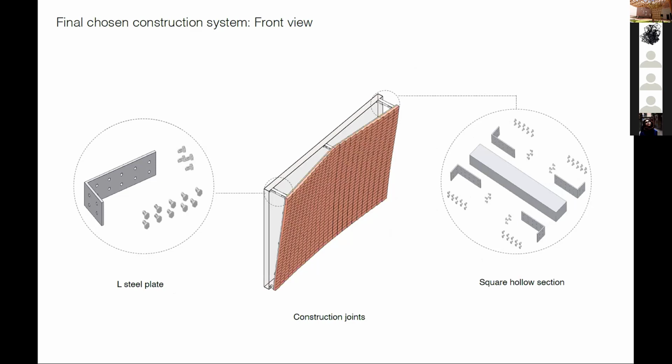So the final chosen structure system, this is again a breakdown, but looking more towards the components and the elements that hold the whole frames together. To the left, we look at the L steel plates, how they connect to the square hollow section, and in terms of joining them all together, how to hold up the whole panel.